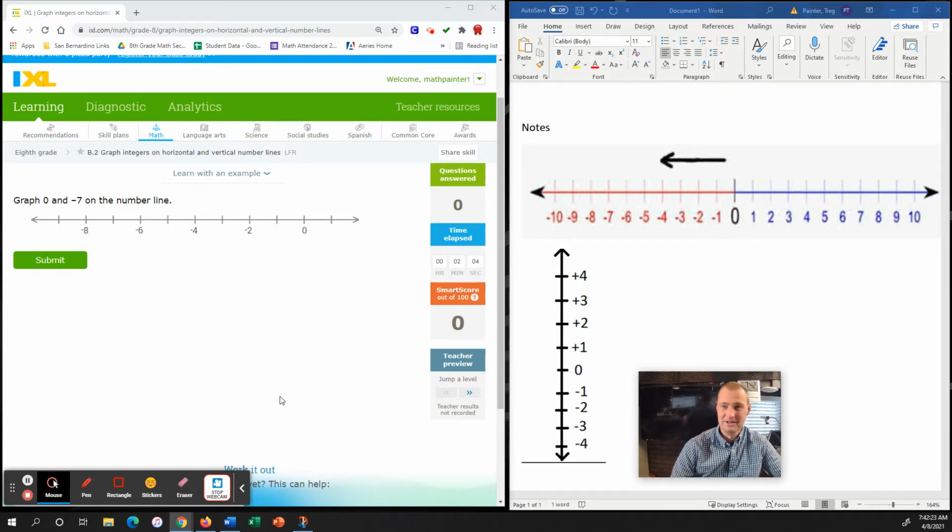All right, let's go ahead and get started. Notes are on the right side, so if you want to refer to the notes, you can. And let's go ahead and take a look.